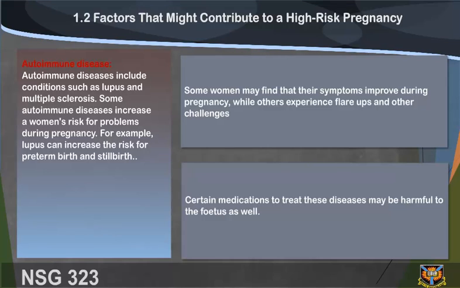Autoimmune disease. Autoimmune diseases include conditions such as lupus and multiple sclerosis. Some autoimmune diseases increase a woman's risk for problems during pregnancy. For example, lupus can increase the risk of preterm birth and stillbirth. Some women may find that their symptoms improve during pregnancy, while others experience flare-ups and other challenges. Certain medications to treat these diseases may be harmful to the fetus as well.